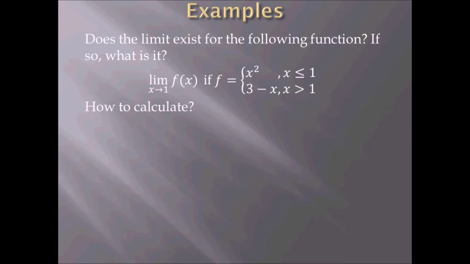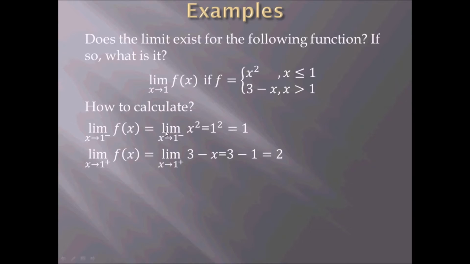And how can you calculate that? First, let's calculate the limit of f of x as x approaches 1 from the left. And since it's minus, what matters is what's on the left of 1. So we're going to use x squared because that's on the left of 1, and then substitute the 1 in for x squared, and you should end up with 1.